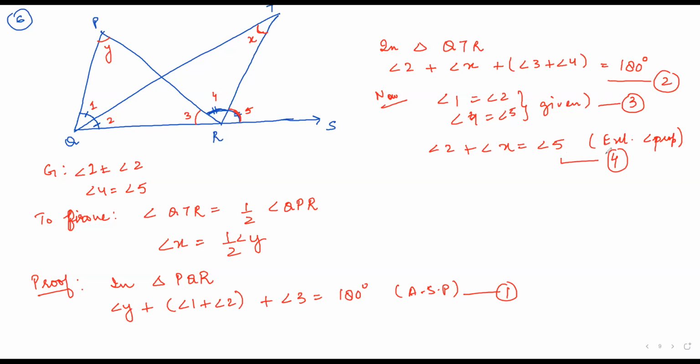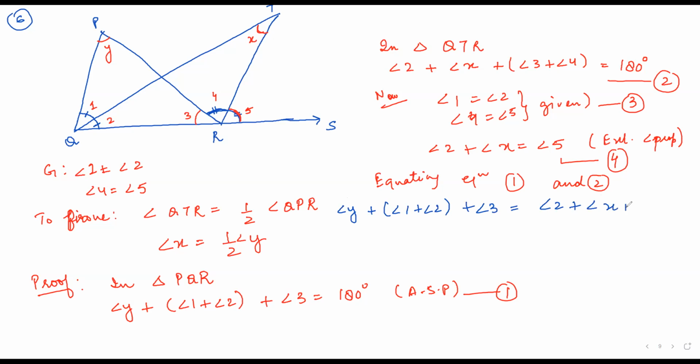Okay. Now, first of all, 1 and 2 both are equal to 180. So I can equate them. So equating equation 1 and 2. Both are 180. So that means their left hand side is also equal. So I'm using a blue pen here. So angle Y plus angle 1 plus angle 2 plus angle 3 is equal to angle 2 plus angle X plus angle 3 plus angle 4. Is that okay?